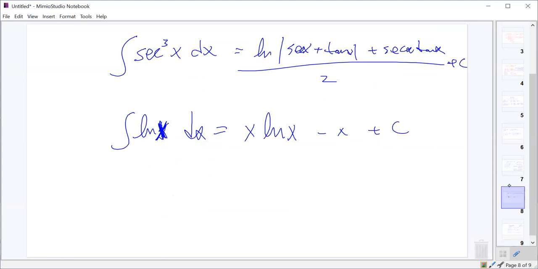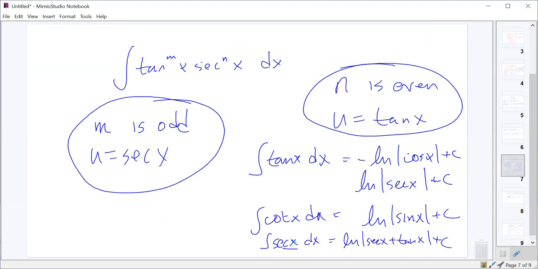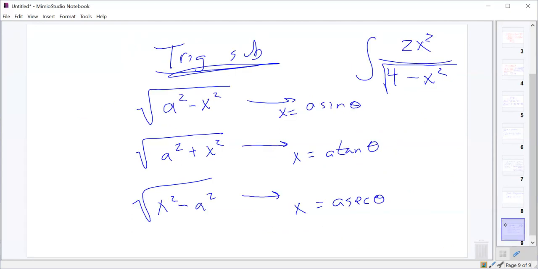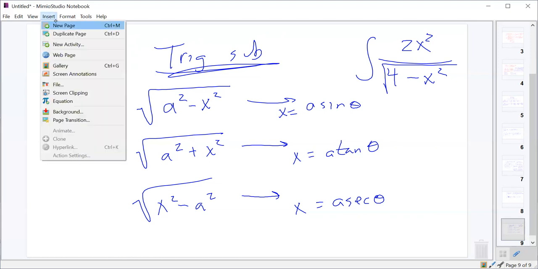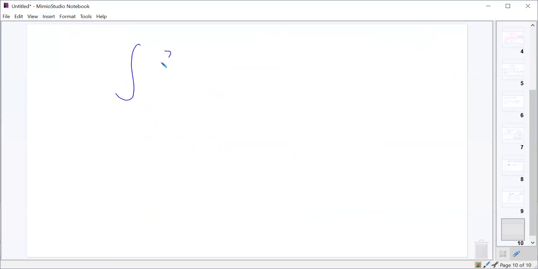Sometimes these integrals end up giving you secant cubed or secant that you need to integrate within them. So that's why it's helpful to just know those integrals. So let's see if we can do 2x squared over root 4 minus x squared real quick. So we're going to integrate 2x squared over root 4 minus x squared.